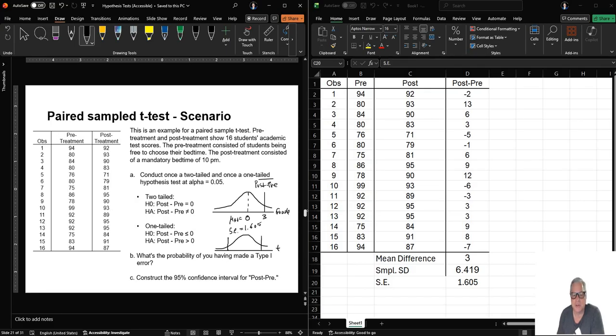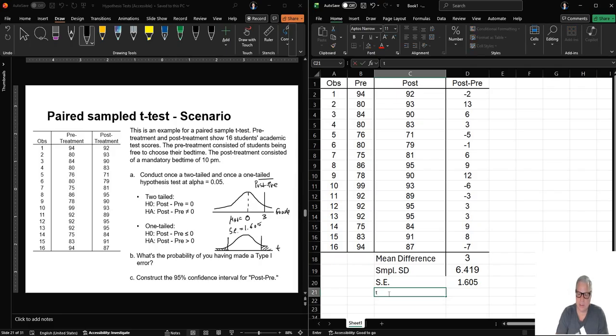So we need to ask the question, at what critical t do we have, in a two-tailed test, 2.5% to the left? This area would have to be 2.5%, and that area would have to be 2.5%. To find that, we can quickly ask Excel, and we call that T critical two-tailed test.